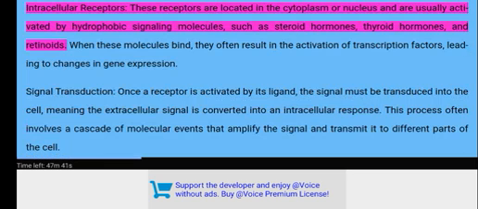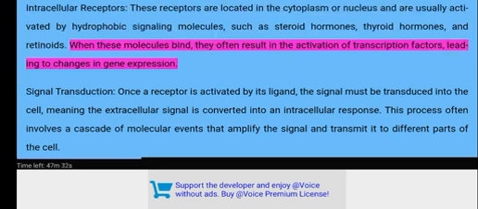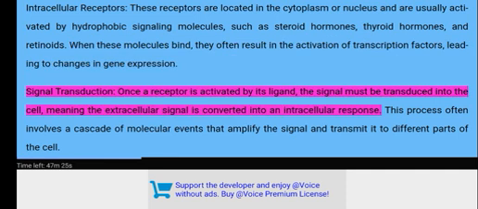Intracellular receptors. These receptors are located in the cytoplasm or nucleus and are usually activated by hydrophobic signaling molecules, such as steroid hormones, thyroid hormones, and retinoids. When these molecules bind, they often result in the activation of transcription factors, leading to changes in gene expression.